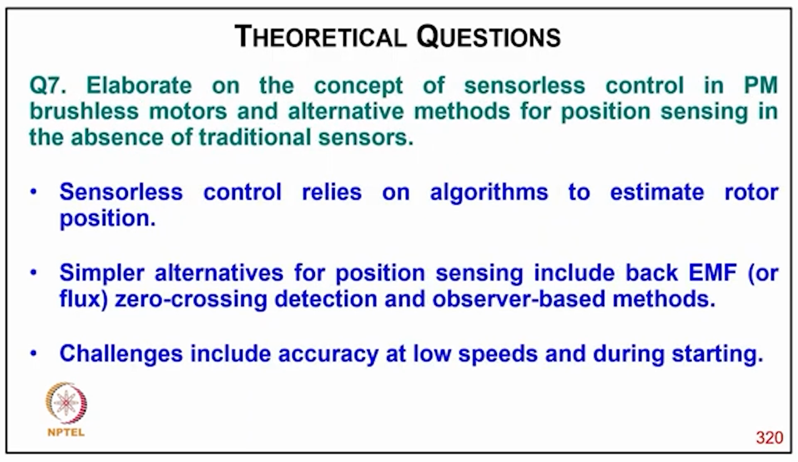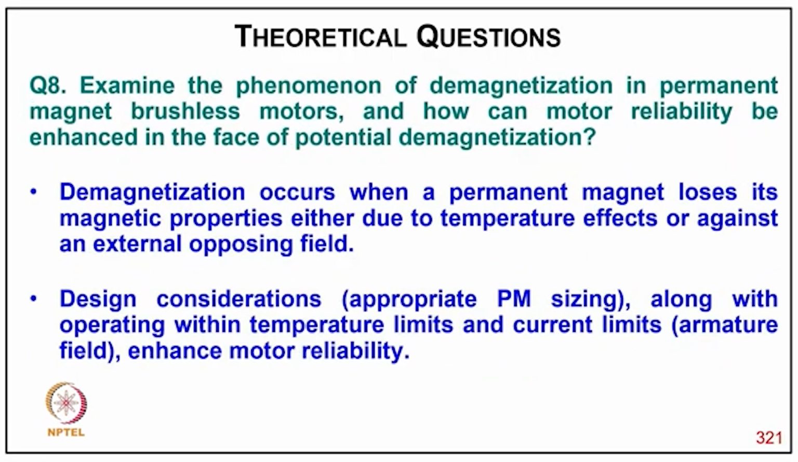Now question 7, elaborate on the concept of sensorless control in PM brushless motors and alternative methods for position sensing in the absence of traditional sensors. Sensorless control relies on algorithms to estimate rotor position, and alternatives for position sensing include back EMF or flux, zero crossing detection, and observer based methods. Challenges include accuracy at low speed and during starting.